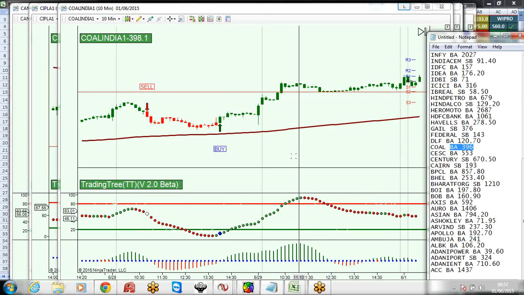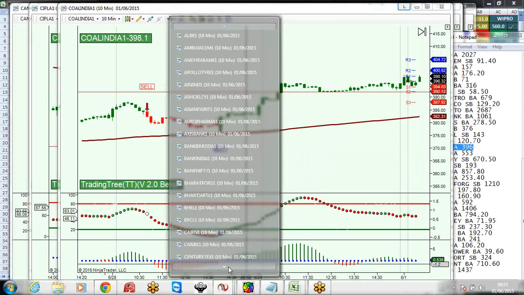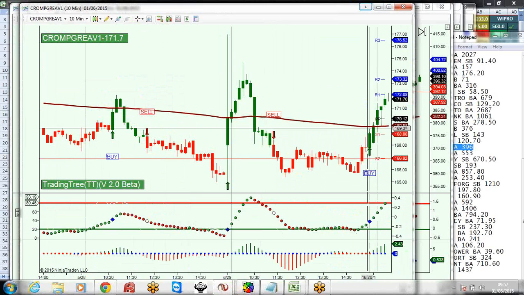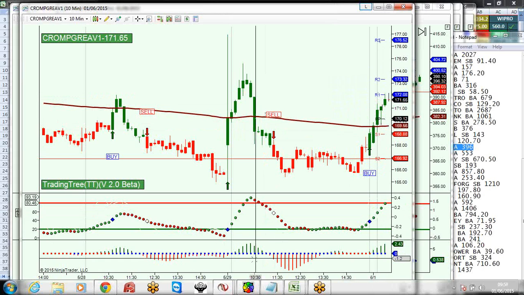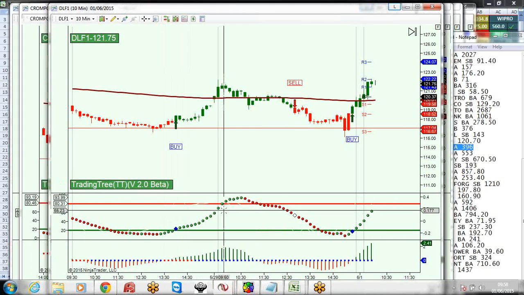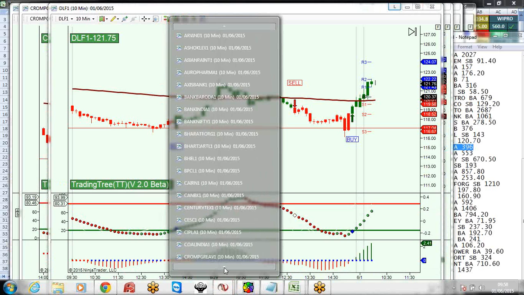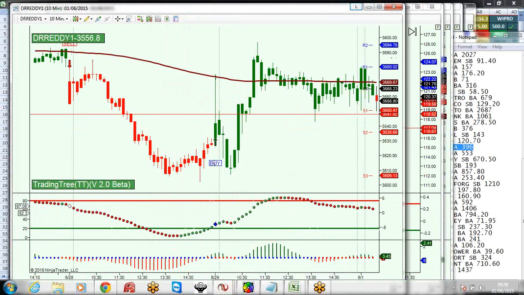396 is the entry. Yeah, 398 is the current price. So Crompton Greaves has already done its R1. That is the first profit. Same thing with DLF. Dr. Reddy is flat.